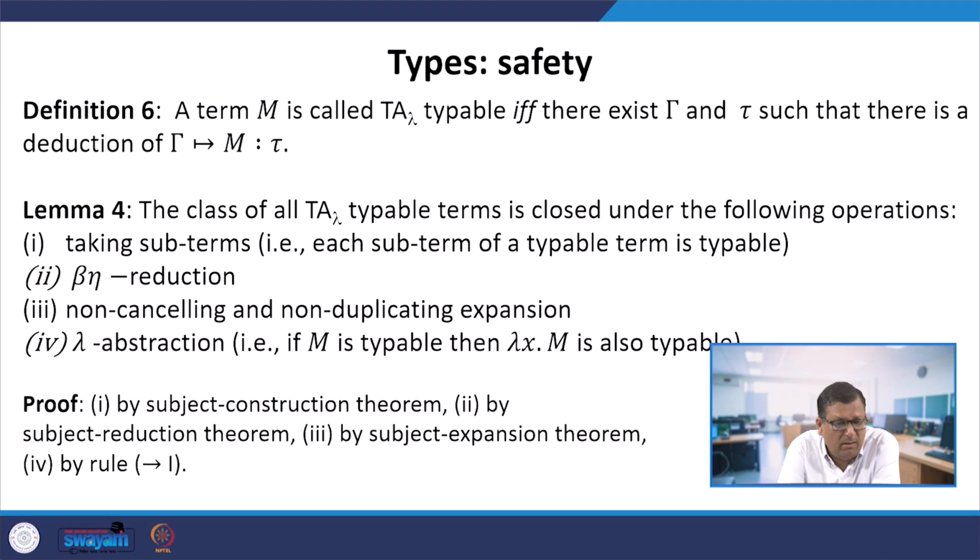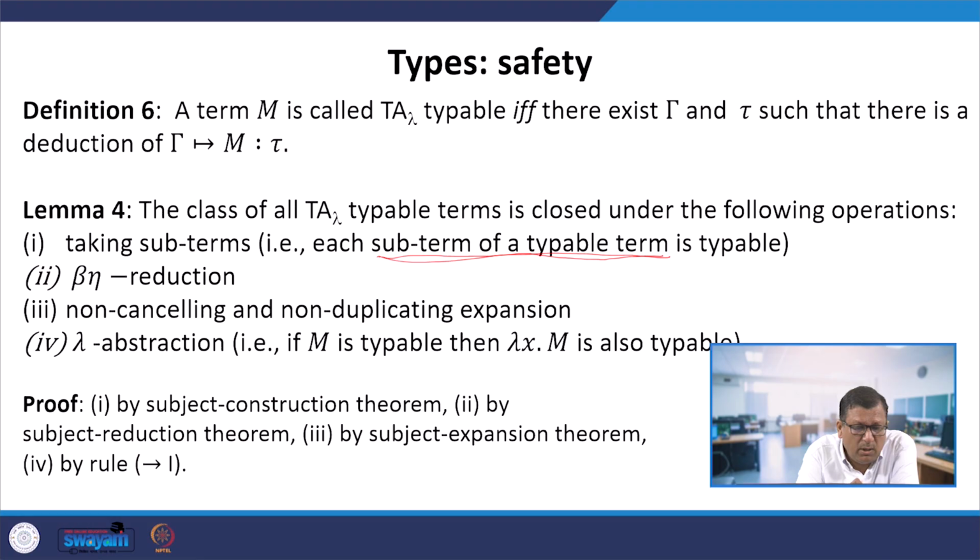Next, the lemma, which gives a property of TA lambda terms. The class of all TA lambda typeable terms is closed under the following operations. Number one is taking subterms. That means if I take a lambda term m and consider a subterm of this term, then a subterm of a typeable term will be typeable. If the term is typeable, each subterm is also typeable, which is what condition 1 is saying.